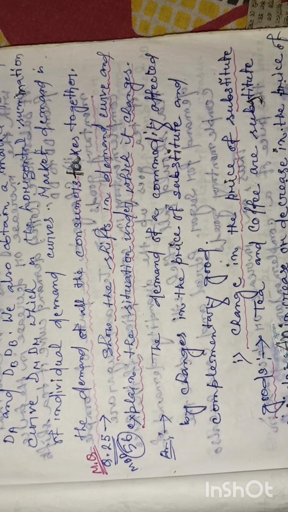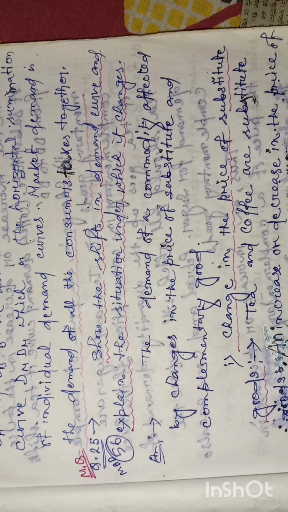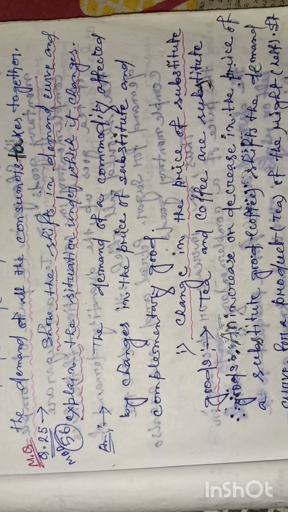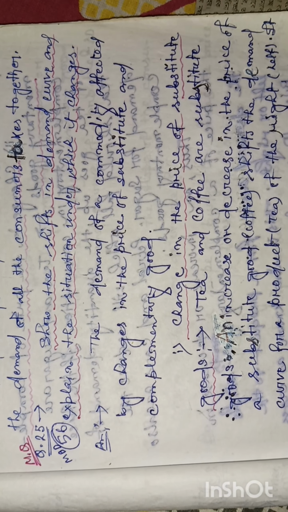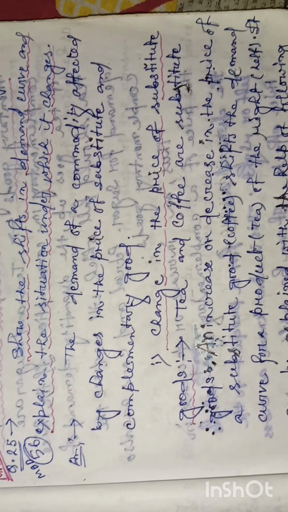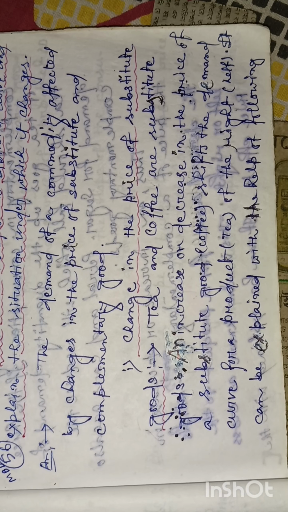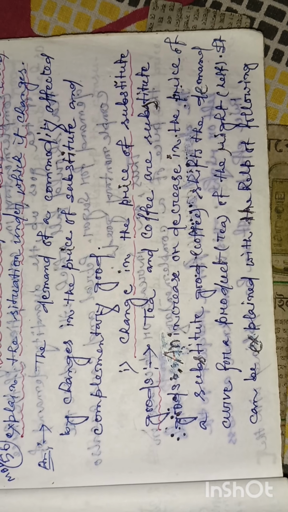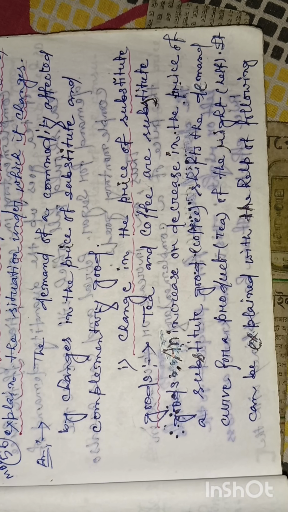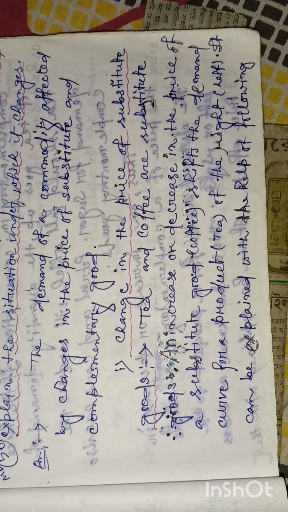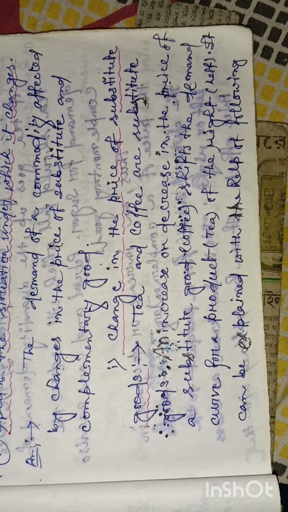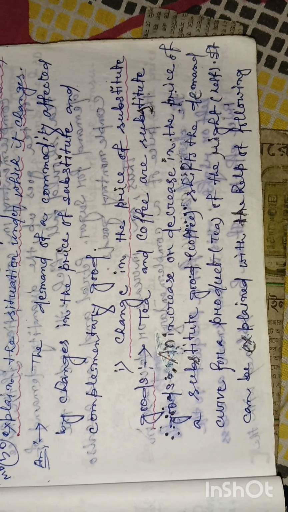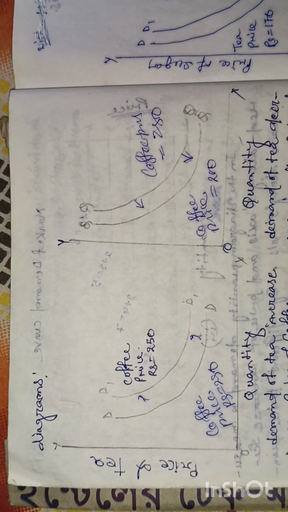Show the shift in demand curve and explain the situation under which it changes. The demand of a commodity is affected by changes in the price of substitute and complementary goods. Number 1. Change in the price of substitute goods. Tea and coffee are substitute goods. An increase or decrease in the price of a substitute good, coffee, shifts the demand curve for a product, tea, to the right or left. It can be explained with the help of the following diagrams.